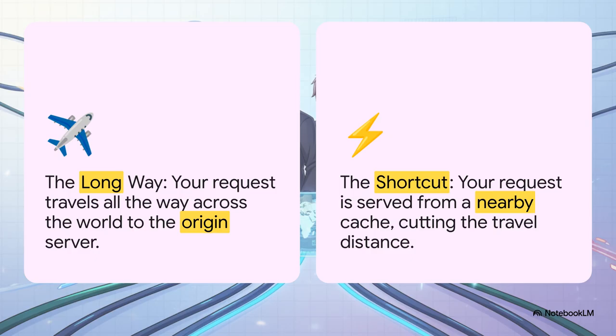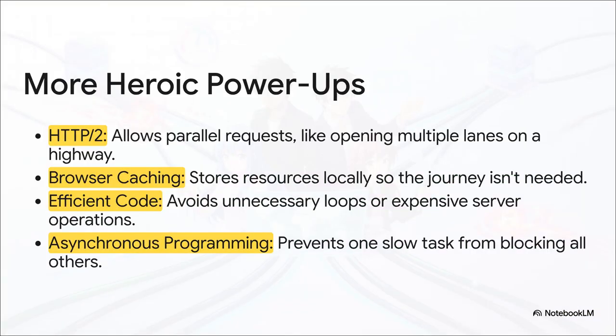So instead of making our packet hero travel all the way across the Great Divide to the main server, a CDN keeps a copy of the website's content in servers all over the world. Your request just has to go to the closest one. It is the ultimate shortcut. But that is not all.